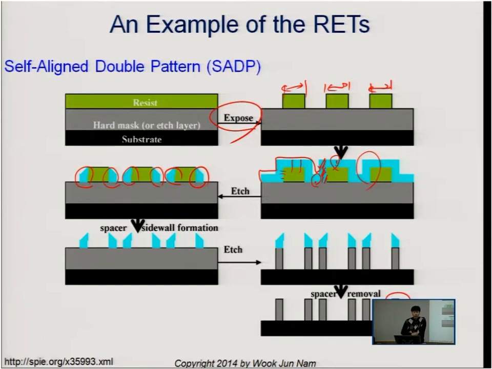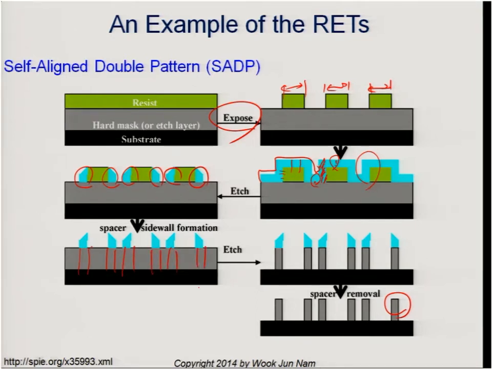And then at this point, you will remove this green photoresist. Then using this blue structure as a hard mask, you will etch further into the materials you want to etch. And after the etching process, if you remove this blue material, this is the structure we can achieve.